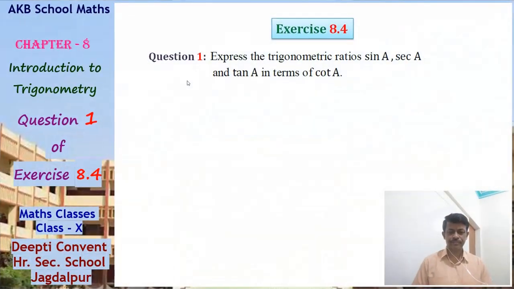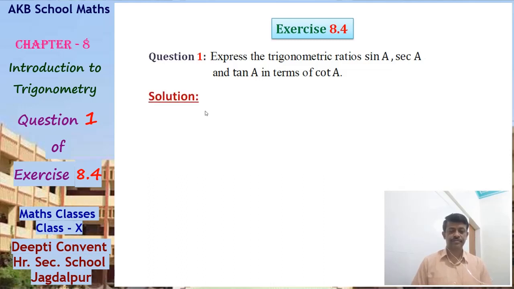Question 1 of exercise 8.4. Express the trigonometric ratios sin A, sec A and tan A in terms of cot A. That means we have to find the value of sin A, sec A, tan A in terms of cot A. So let us solve.